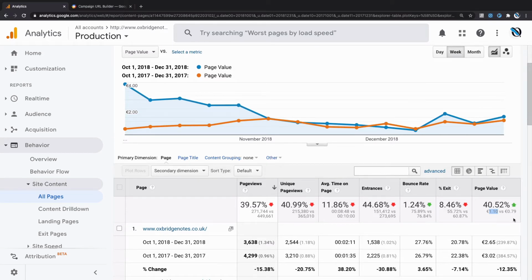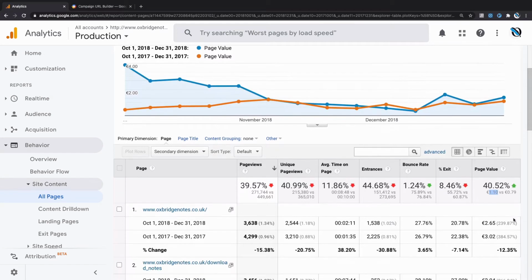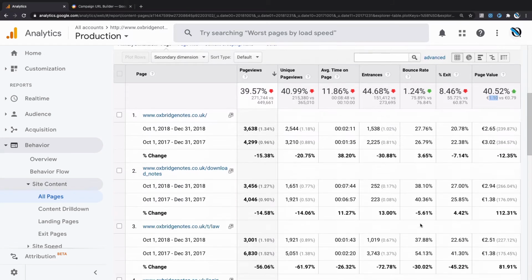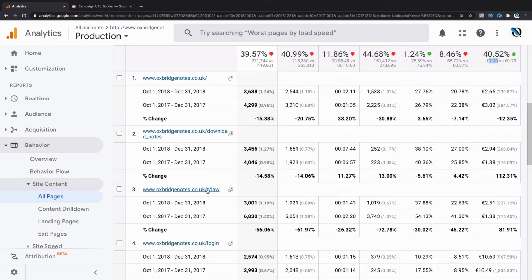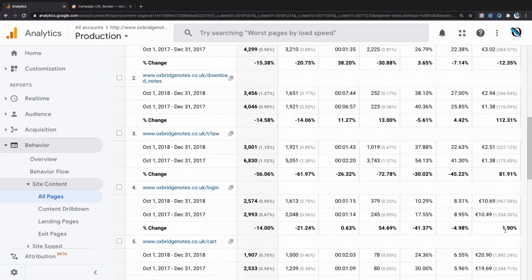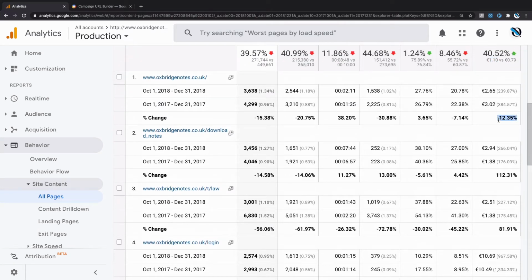And let's say that you only designed certain pages on your website, then you could compare the results for each of those pages. Let's imagine I only redesigned the law tax on page here. Then we can see that this had an 81% improvement, whereas another page, maybe the home page, was less effective after the redesign. This one is down 12%.